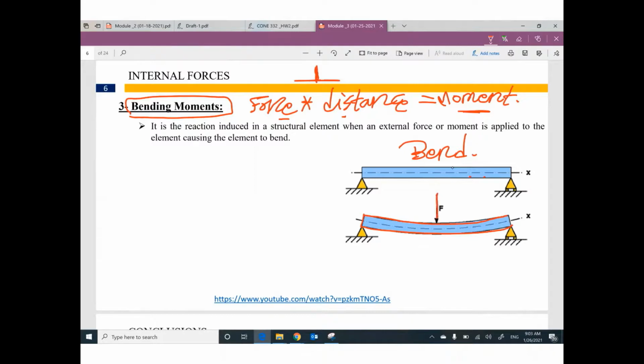You have a force, this force will cause a reaction. This reaction times distance will make a moment. This moment will cause this member to bend. Can you watch this video?